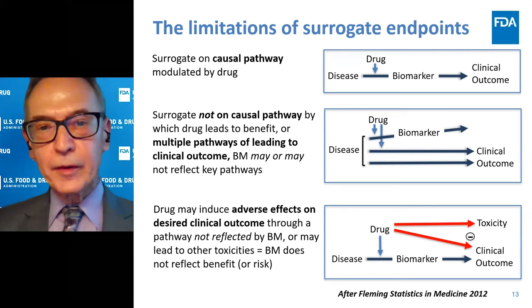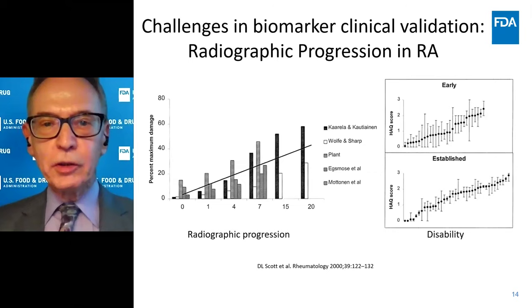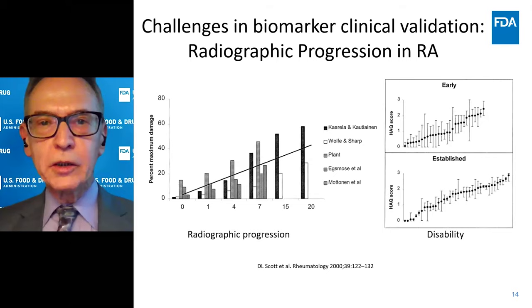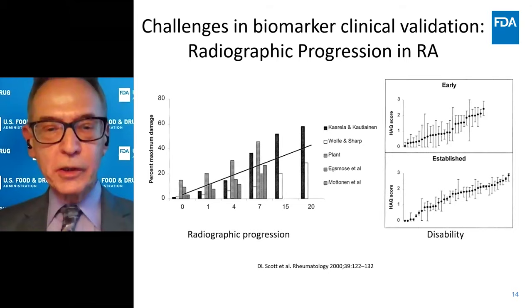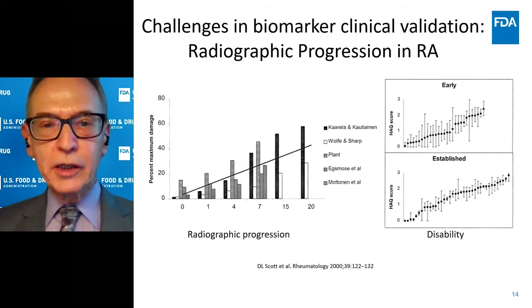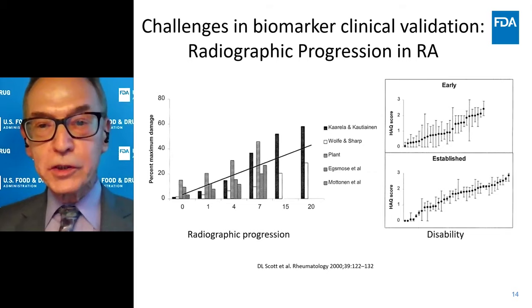I want to provide an example of clinical validation of a biomarker, and I'd like to present some data that's available from radiographic progression in rheumatoid arthritis. X-ray progression in rheumatoid arthritis is based on assessing the accumulation of erosions in joints and loss of joint space width. And in the graph on the left, you can see in a number of different epidemiologic cohorts that radiographic progression, as measured by standardized instruments, increases in a linear manner in groups of patients over time.